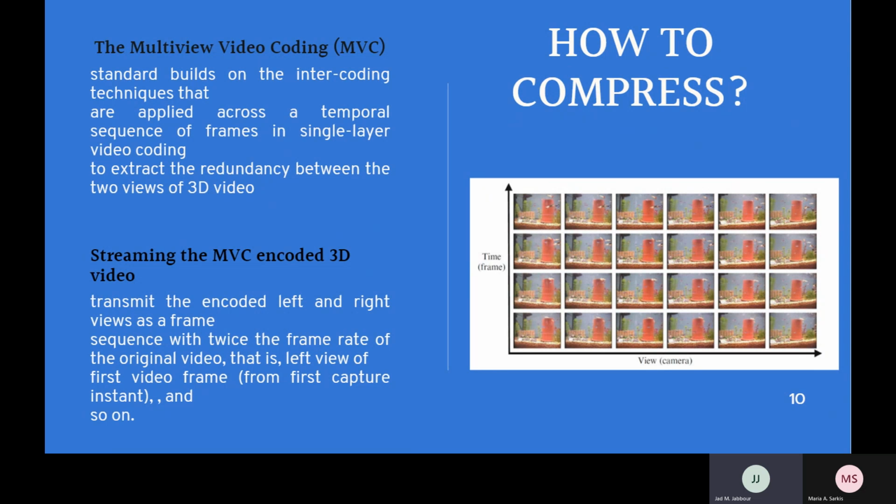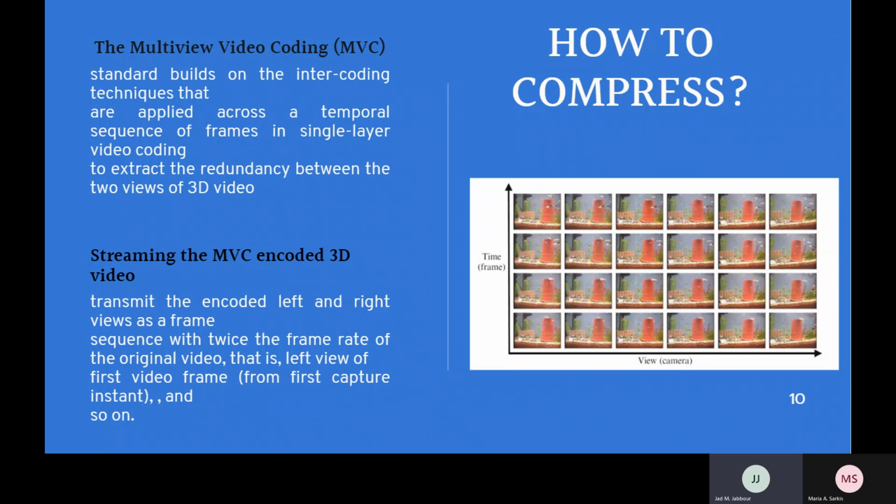That is, the left view of the first video frame from the first capture instant, then the right view of the first video frame. After that, the left view of the second video frame, then the right view of the second video frame, and we continue so on. And since the right view is encoded with respect to the left view, it is typically significantly smaller in bytes, and the sequence of alternating left and right views results in high traffic variability, as you can see in this picture.